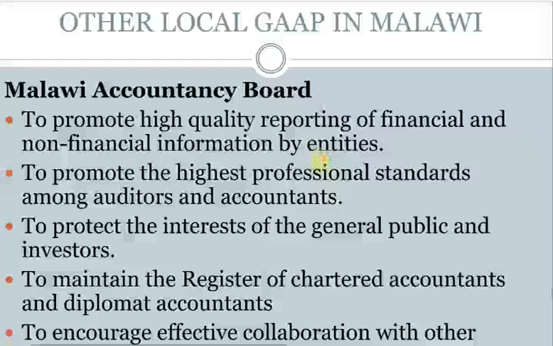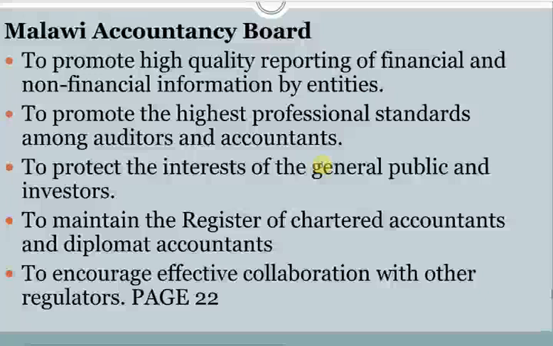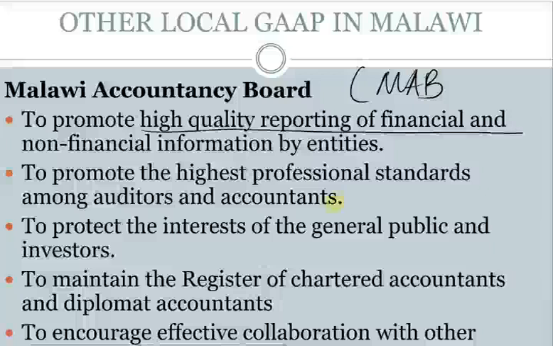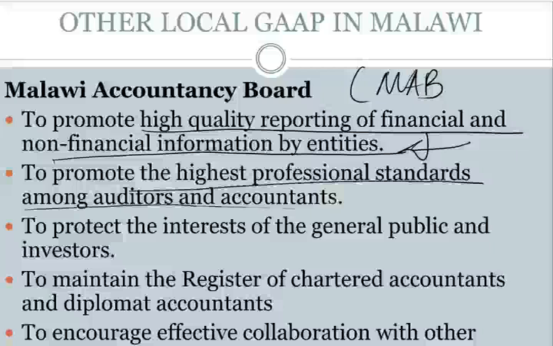So let us look at MAB, and that will be the end of the chapter. What is the role of the Malawi Accountants Board, MAB? The first thing is to promote high quality reporting of financial and non-financial information. They want financial reporting and non-financial reporting to be of high standard. They are the ones that will promote that. The other thing is to promote the highest professional standards among auditors and accountants. So they will make sure that auditors and accountants adhere to the highest professional standards.